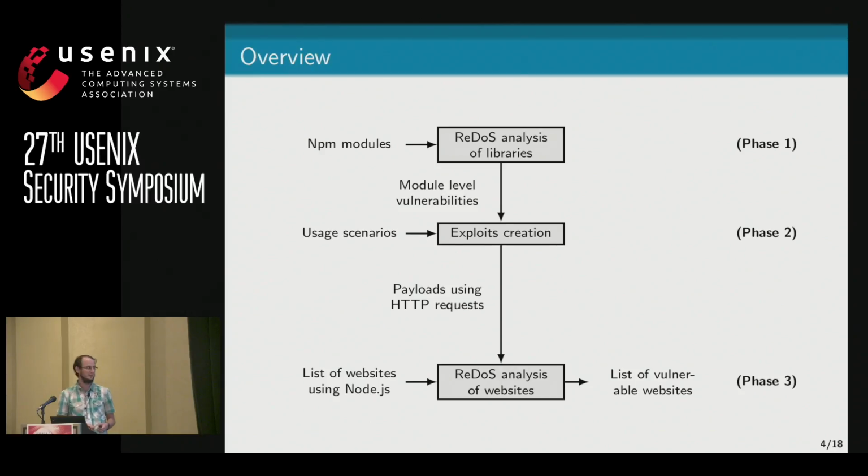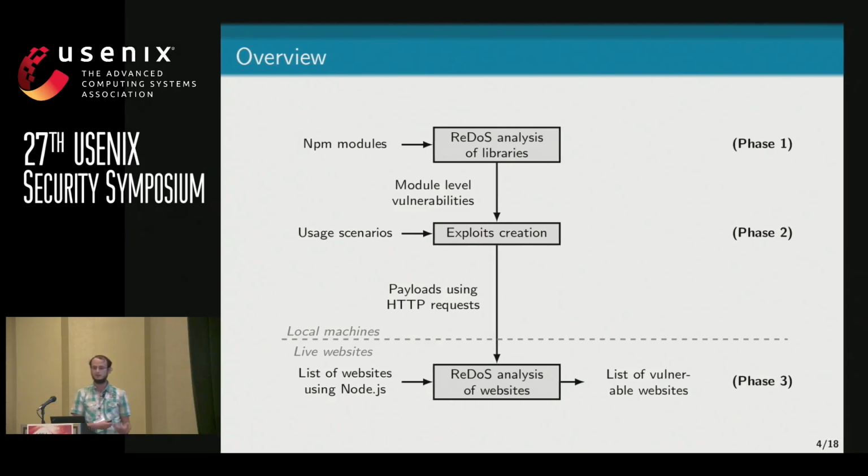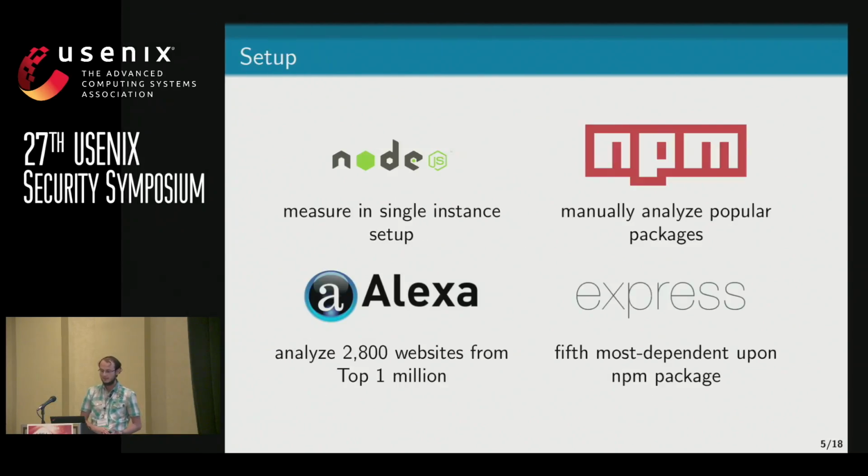payload over HTTP. And in the last stage, we take a set of websites, and by delivering small and carefully designed payloads, we show that these websites are indeed vulnerable to ReDoS attacks. Of course, the tricky part here is how to perform this third phase on live websites, not on a local machine, without harming these websites. In our setup, we use Node.js in single instance for the first two phases for creating the HTTP level payloads.